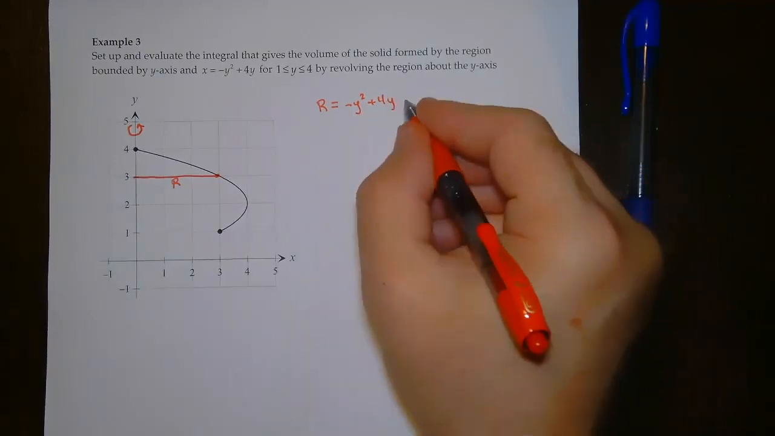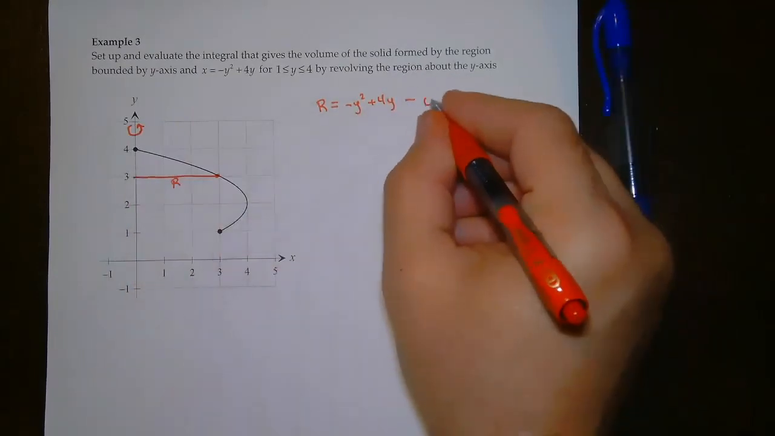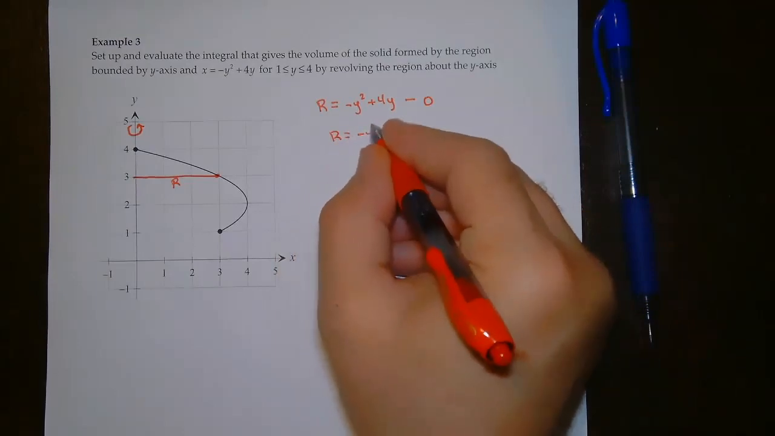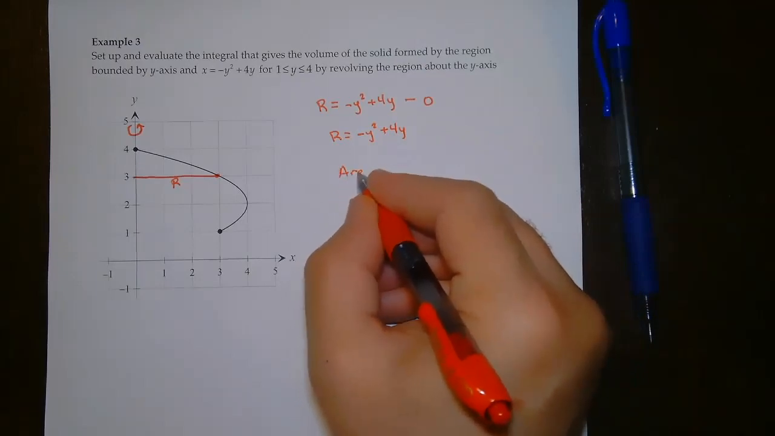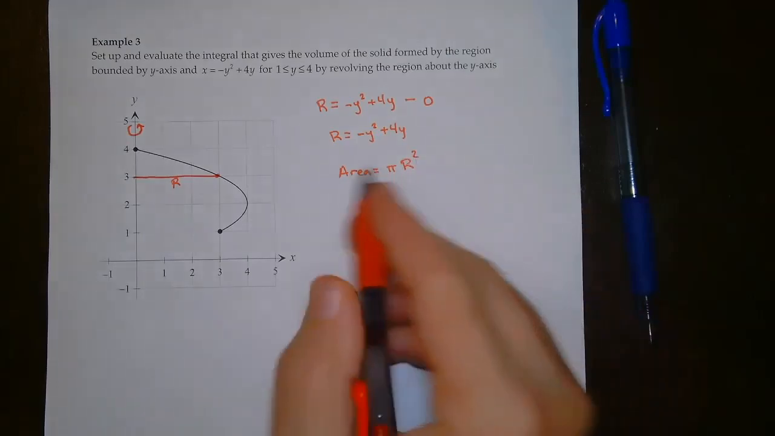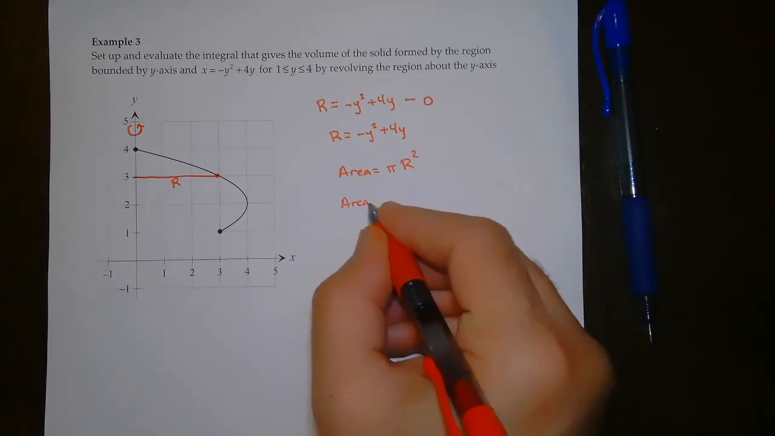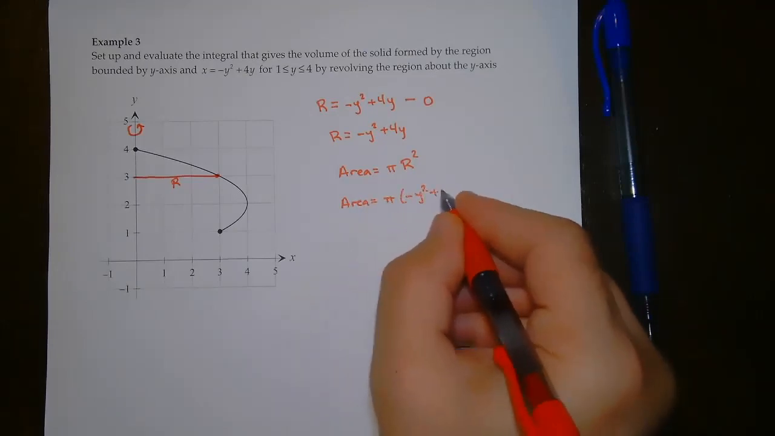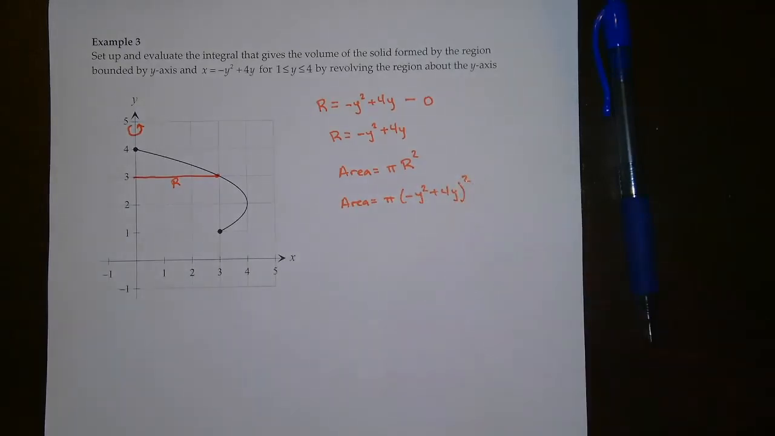That, and then minus this line, right? And that line is x equals 0, so minus 0, okay? So our radius is simply negative y squared plus 4y. So the area is equal to pi r squared. And what's our r? It's negative y squared plus 4y. So our area is equal to pi times negative y squared plus 4y squared. Okay, and that's our area.